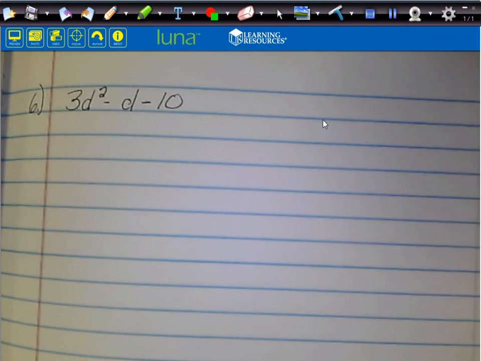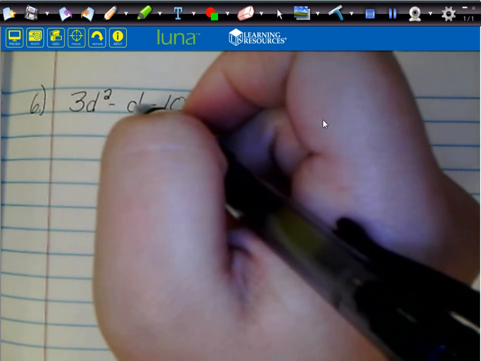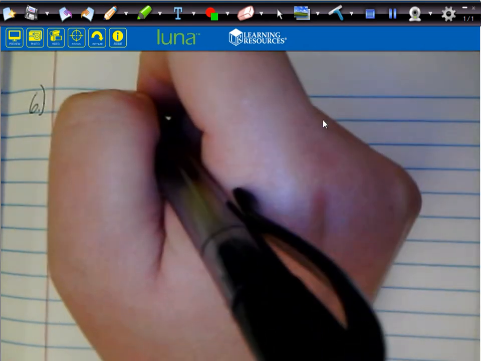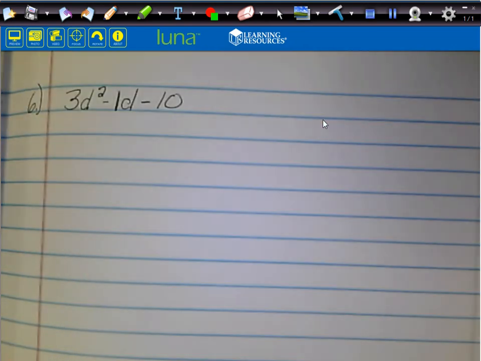All right, go ahead and write down number 6. It's 3d squared minus d minus 10. Okay, I want you to go ahead and pause the video now and try this one on your own, and then we're just going to show you the answer to see if you got it correct in a few minutes. But what I want you to do first, before you do that, is since there's no number right here, I want you to put a 1 in front of that d so that you know what number you're looking for. So please go ahead and pause the video now and try this one. When you're finished, go ahead and hit play and see if you got it correct.